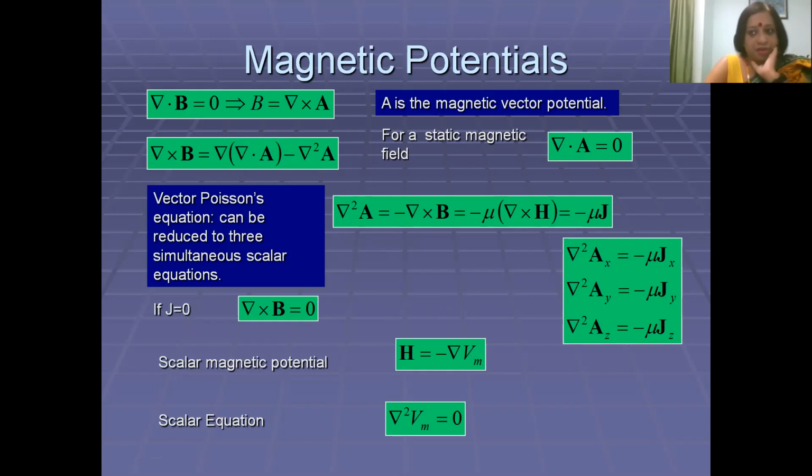But there is a difference. The difference is that A is a vector quantity and J is also a vector quantity. Now, if you look at this equation, it is very similar to the equation that you have been working with for electrostatic fields, except for the fact that A and J are vectors.